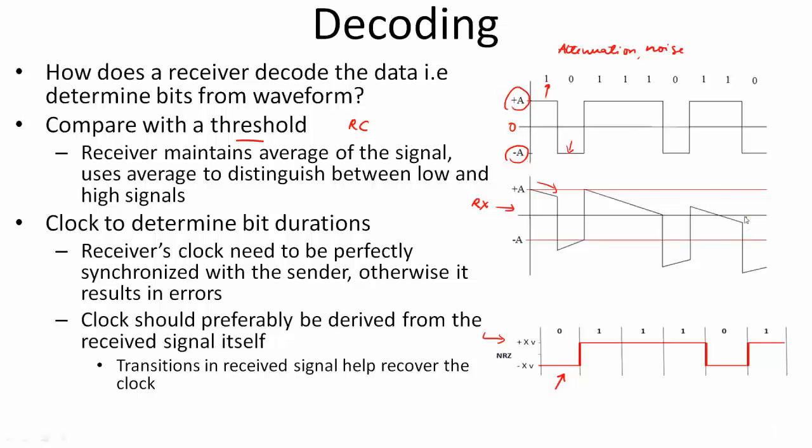See what's happening here. You actually sent a 1 here, but you are actually getting a negative voltage level. But then the 0 itself is much lower than the minus A that you have sent. So often what is done is the receiver is going to maintain an average of the signal that it is going to see, and it will compare the future received bits with the current average. That way it is able to distinguish between the low and high signals based on the current average. Now this helps to some extent, but this alone will not suffice. That is, comparison with the threshold alone is not enough.